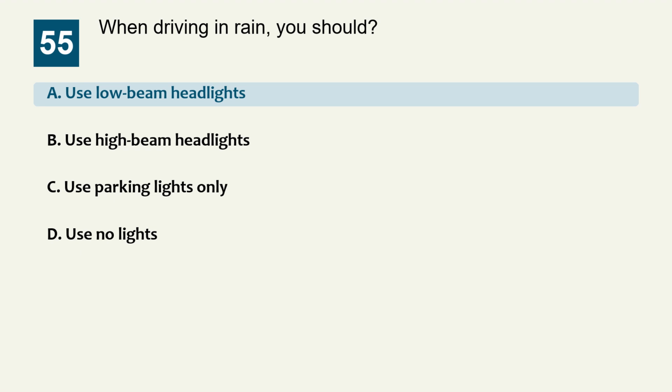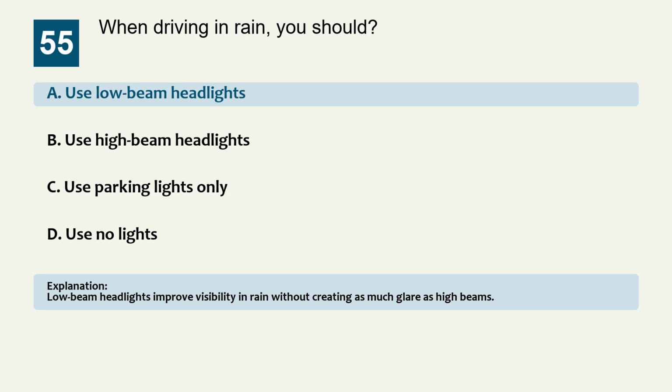The correct answer is option A. Use low beam headlights. Low beam headlights improve visibility in rain without creating as much glare as high beams.